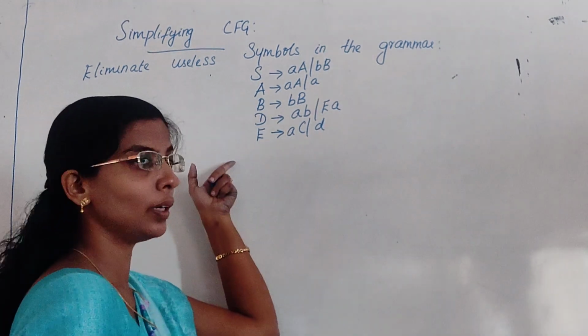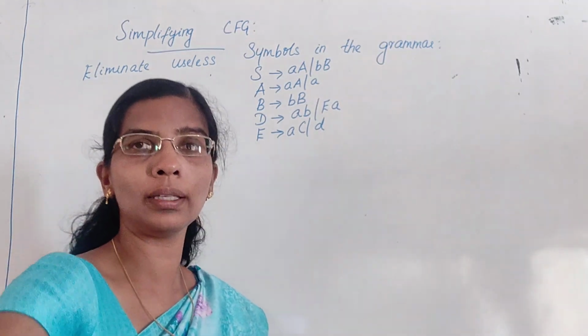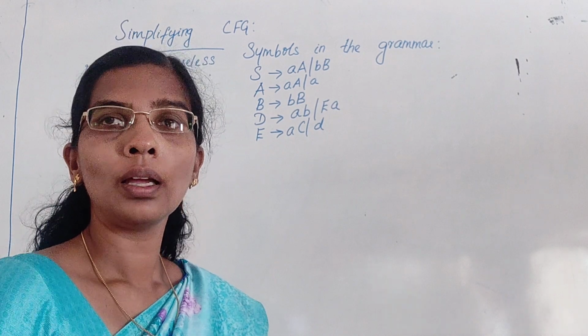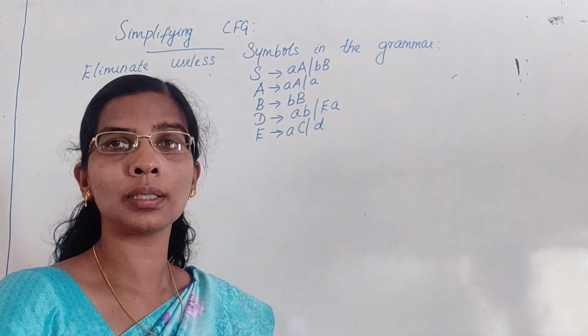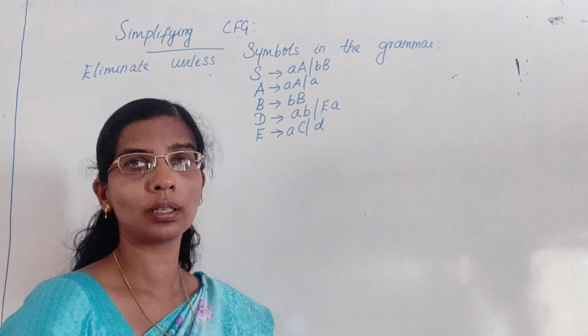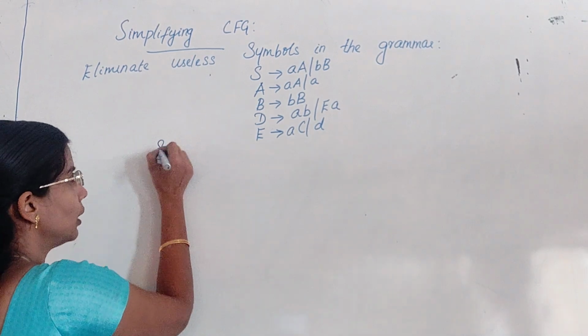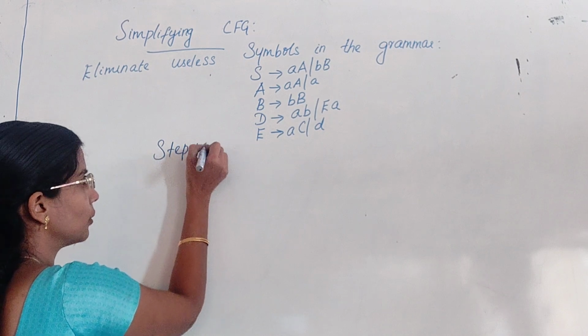So the grammar is given. You have to eliminate the useless symbols and productions. Here we have two steps. The first step is step 1.